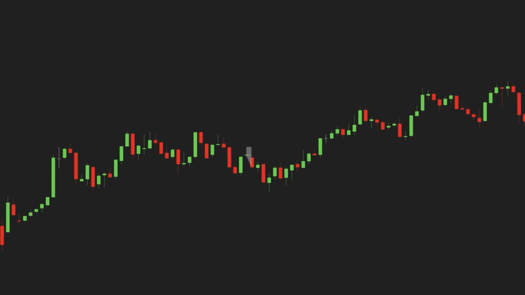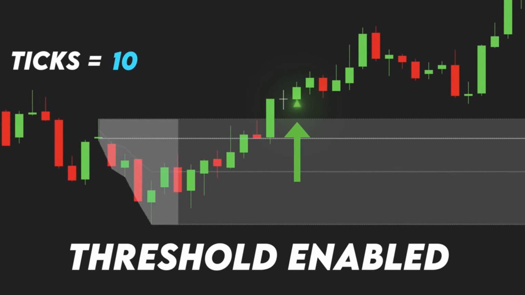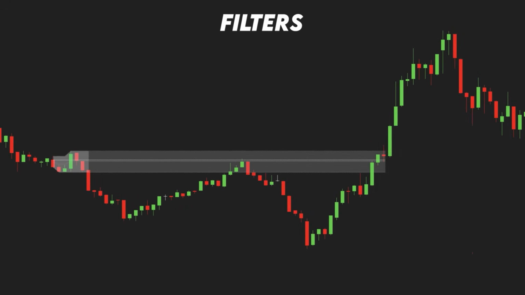The threshold defines how far price must move beyond the range. It can be set in percentage or ticks. The indicator includes a flexible filtering system.